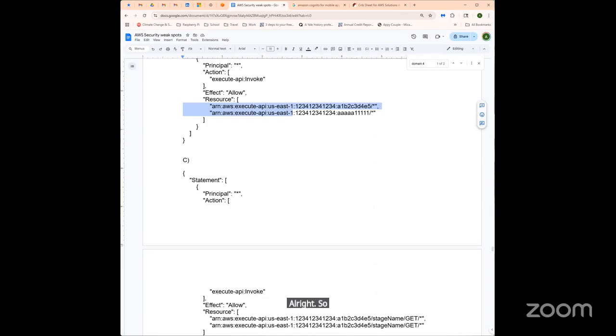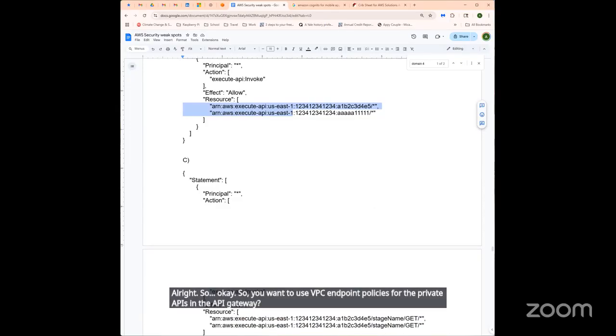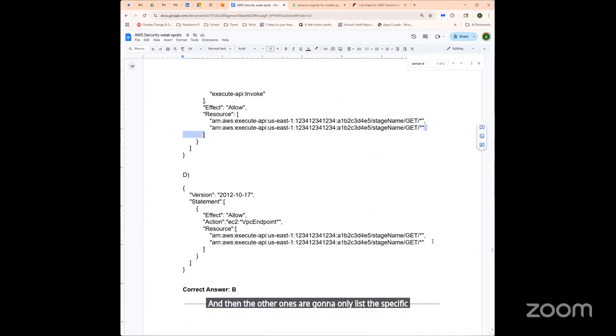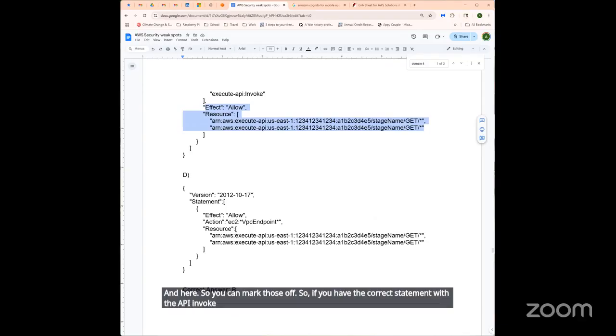So, okay. So you want to use VPC endpoint policies for the private APIs in the API gateway. And then the other ones are going to only list the specific GET method right here and here. So you can mark those off. So if you have the correct statement with the API invoke on the full API resource ARN, you're precisely enabling full invoke access to those private APIs via the interface VPC endpoint, matching the best practices and documentation. So you're good.